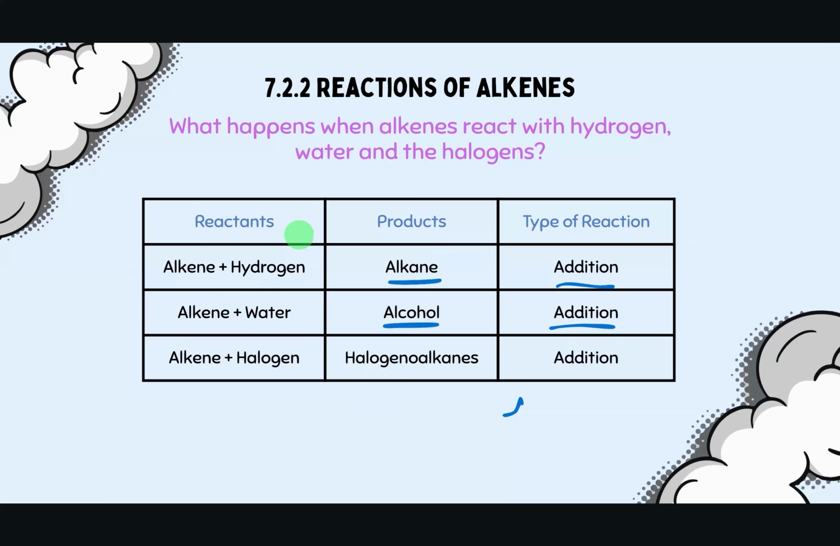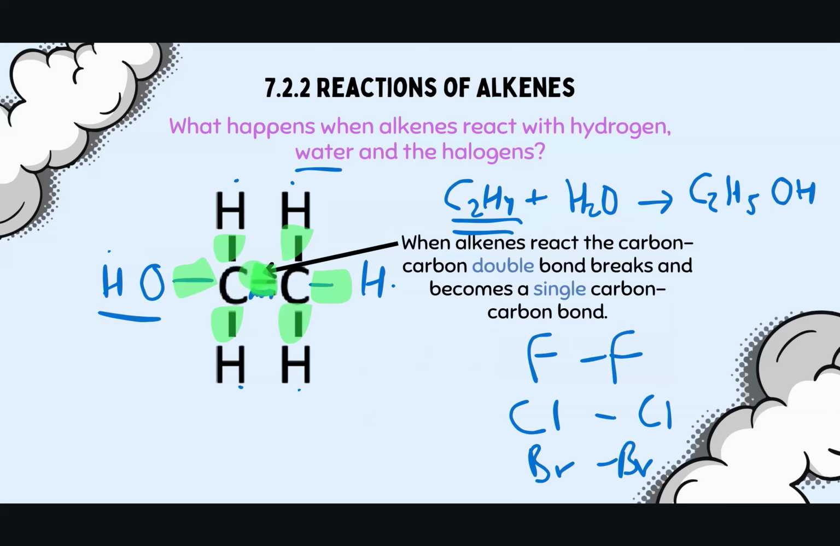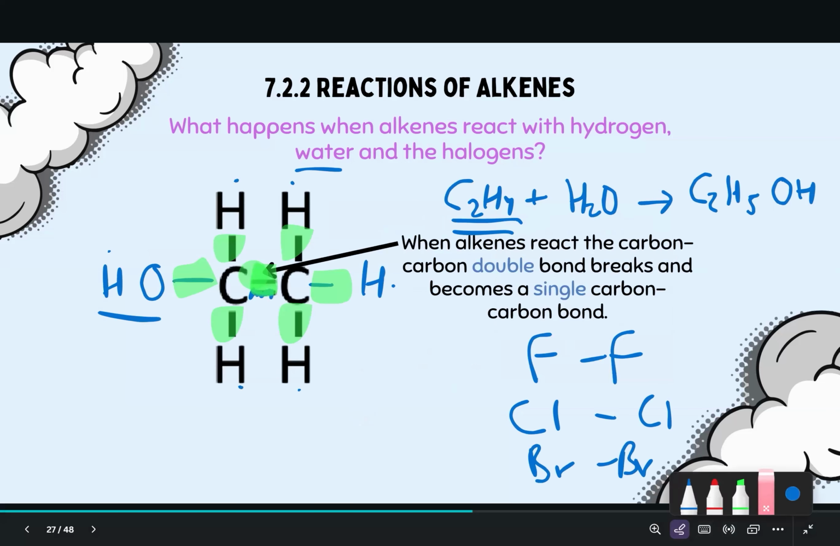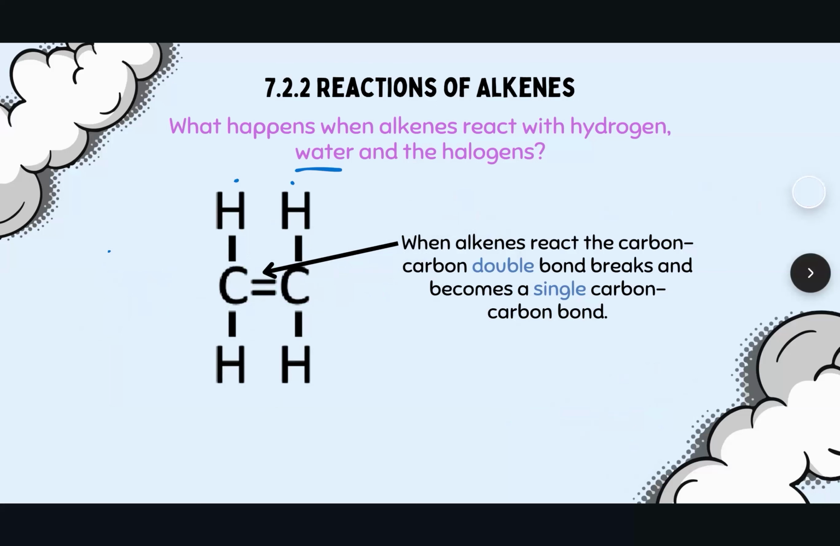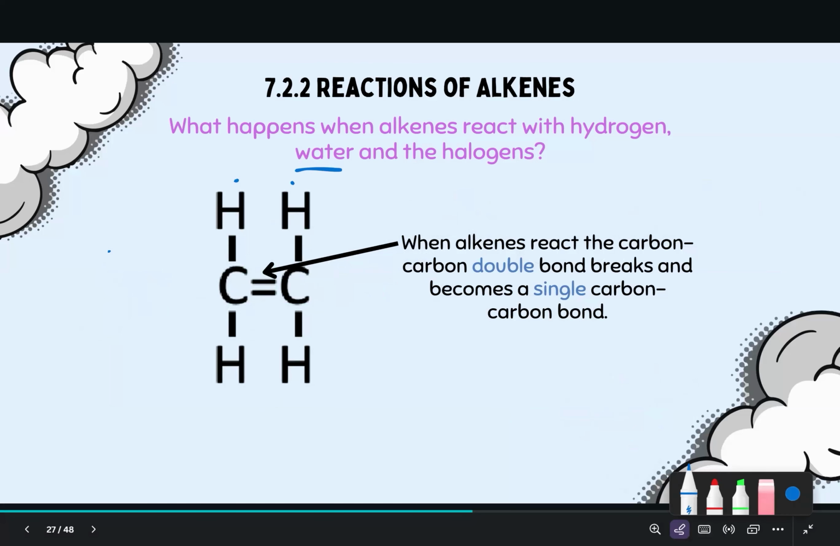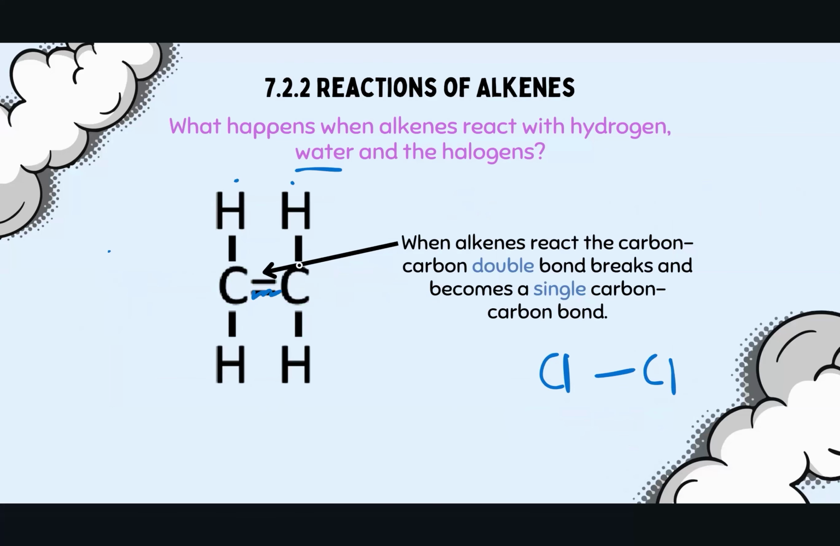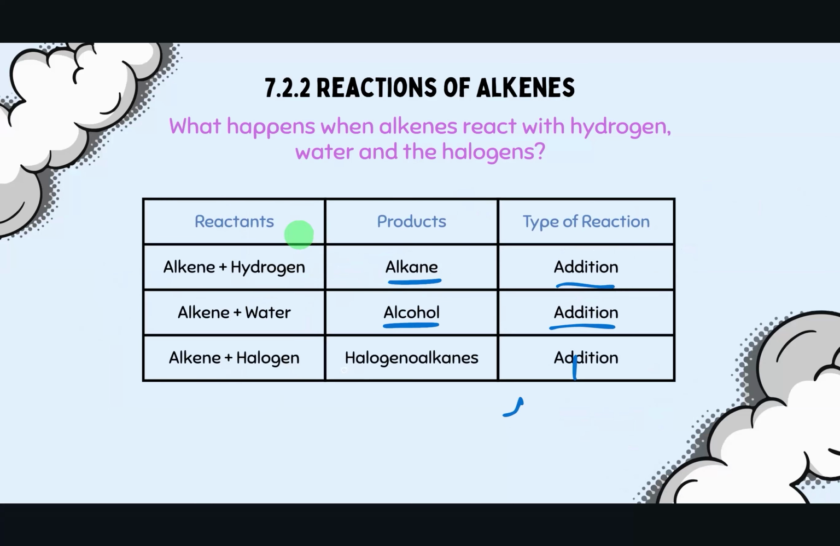So I'll give you an example. The one that we drew before, but let's do it here. Let's do chlorine. So we break the double bond. One chlorine attaches here. One chlorine attaches here. So we'd call this dichloroethane because it's 2 chlorines.